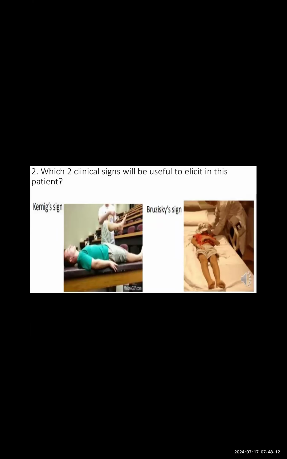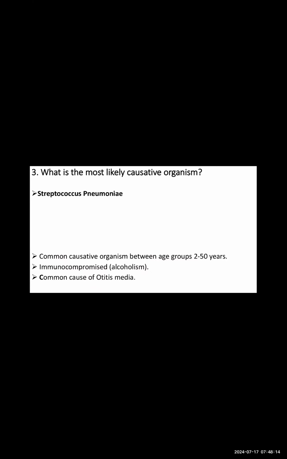Okay, so what is the most likely causative organism? The most likely causative organism is Streptococcus pneumoniae. Why? The common causative organism between the age range of 2 to 50 is Streptococcus pneumoniae, although we still have Haemophilus influenzae and Neisseria meningitidis, but Streptococcus pneumoniae stood out because we can also find it in chronic alcoholics, as well as in patients who come down with otitis media, which this patient had. So out of the 3 common causative organisms, Streptococcus pneumoniae actually stood out because it is found in 3 of these conditions listed below.